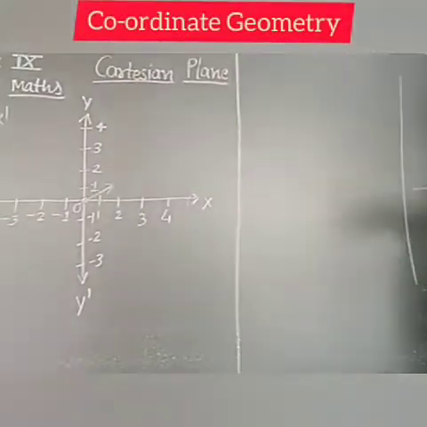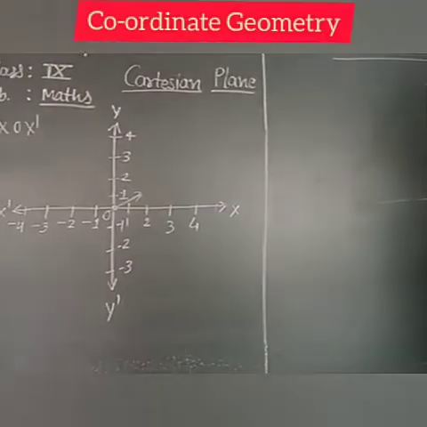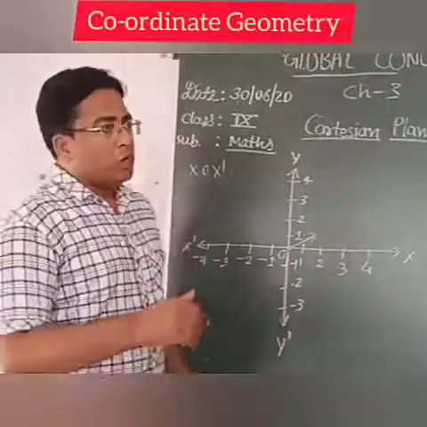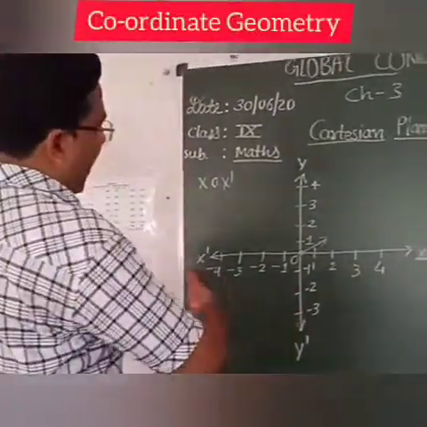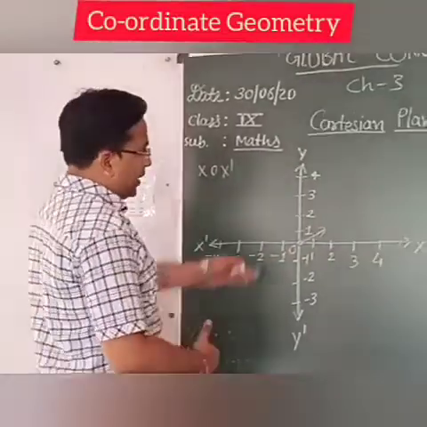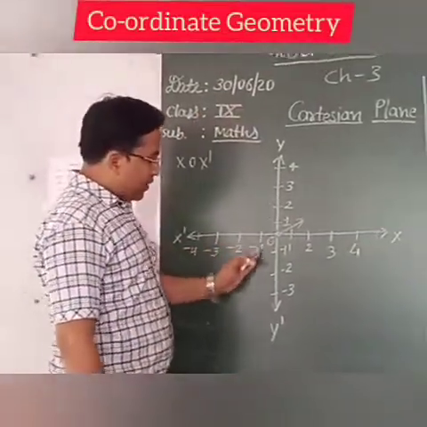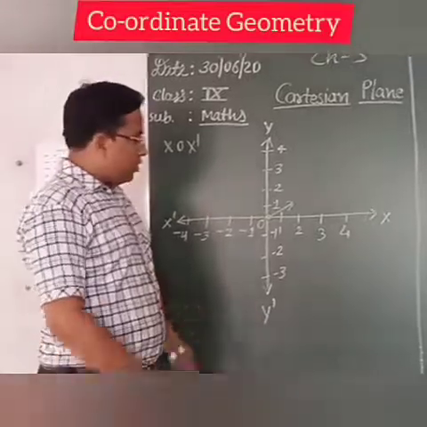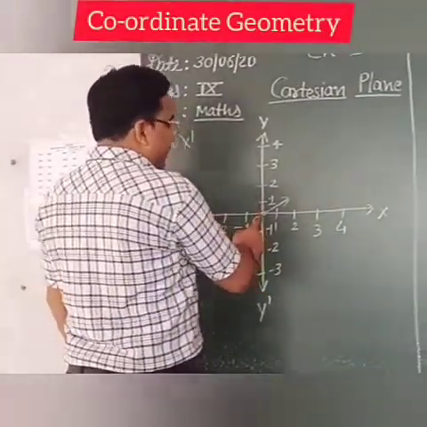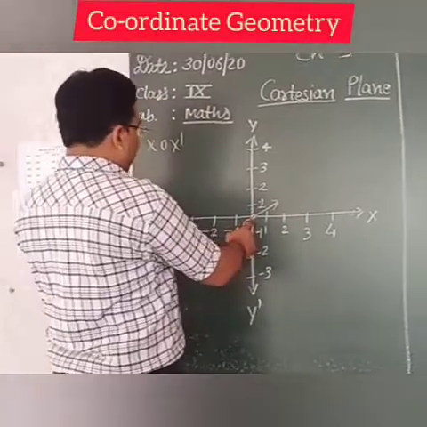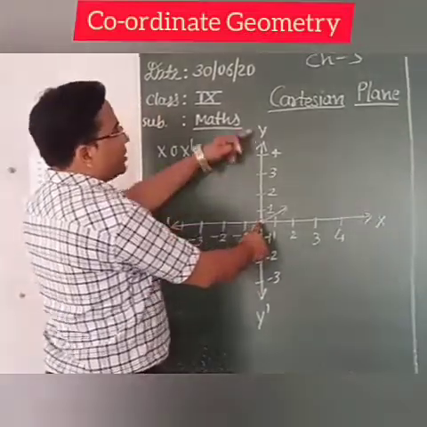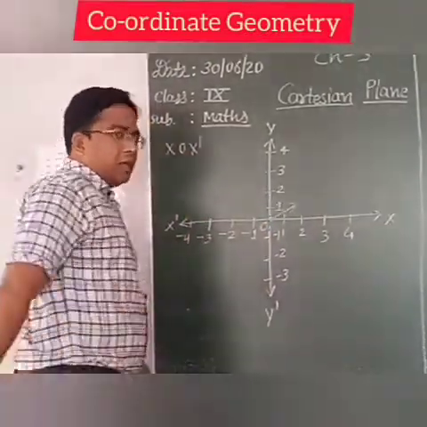Now focus here. Whenever we draw a number line on a board or on a copy, always at the left side we write all the negative numbers, and at the right side we write all the positive numbers. Similarly, at the top all the positive numbers, and at the downside of the zero you can see the negative numbers. Left side of the zero always gets negative numbers, right side of the zero gets positive numbers, above the zero positive numbers, below the zero negative numbers.